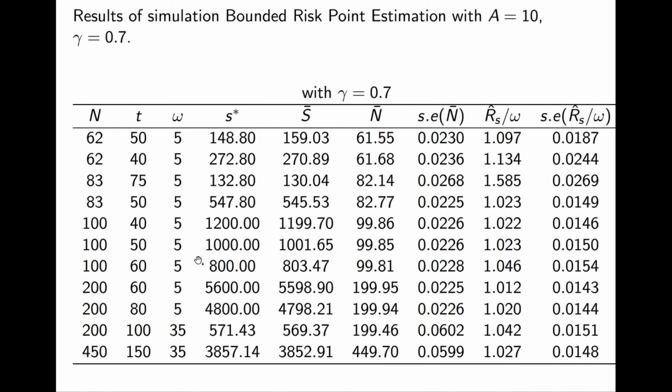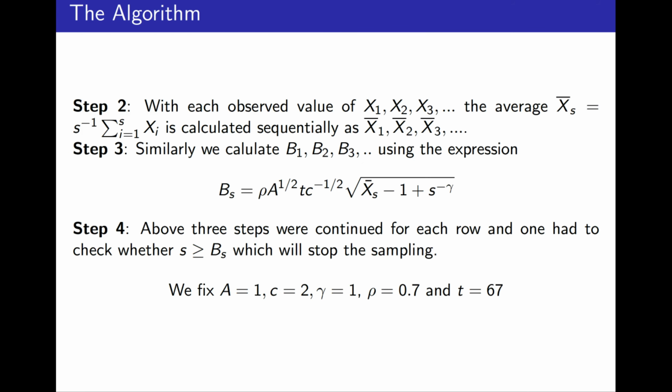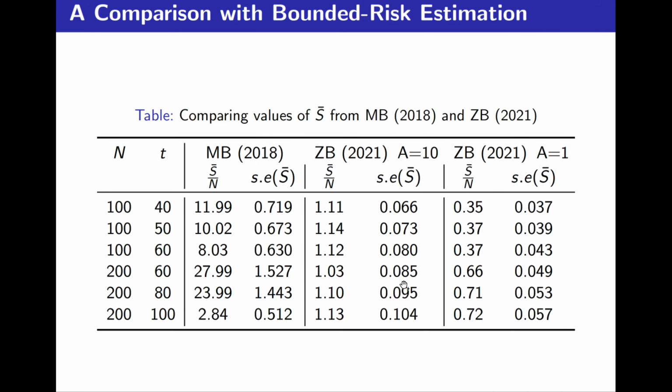And then we also show a little bit of result on the bounded risk point estimation. Here was the illustration of the data. After applying all this procedure, we saw that the box had 478 beads. With that, I would like to conclude with this final remark, that this table shows the efficiency of the earlier procedure by Mukhopadhyay and Bhattacharya and the recently proposed Zhuang Bhattacharya procedure. In all the cases, the Zhuang Bhattacharya procedure is more efficient.